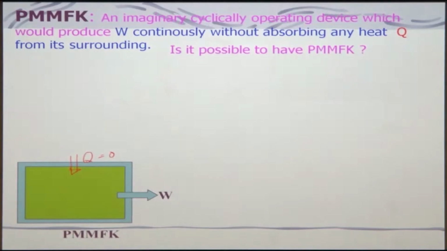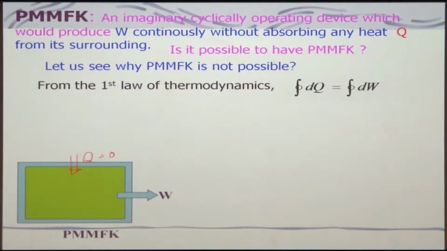We will have to apply the first law of thermodynamics and see whether it is possible or not, because for several devices, people have put forward claims that they have such a machine. If you look on the internet, you will find several of them, and even today some people are still trying, but it violates the first law. Let us see why the perpetual motion machine of the first kind is not possible from the first law of thermodynamics.